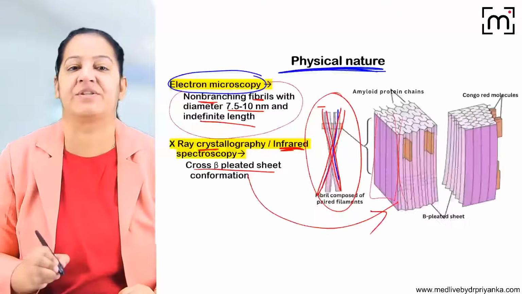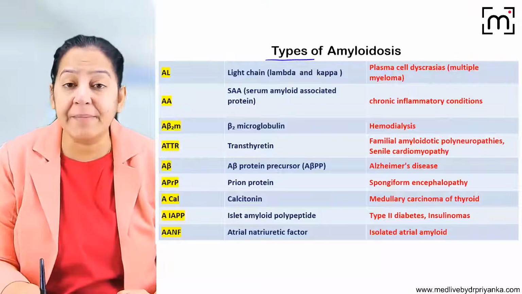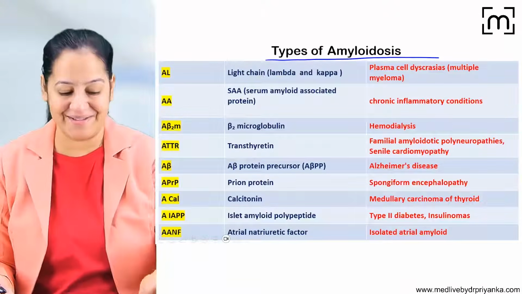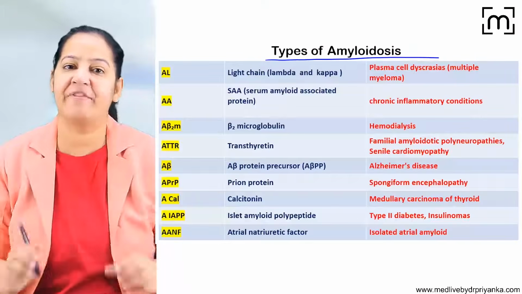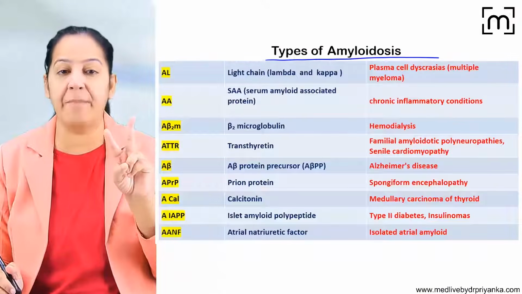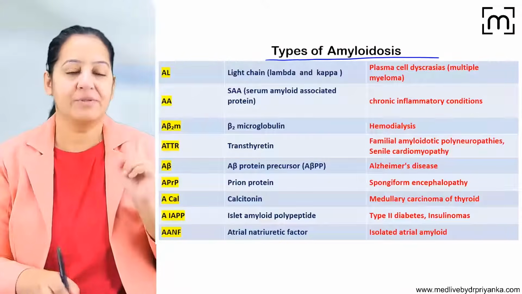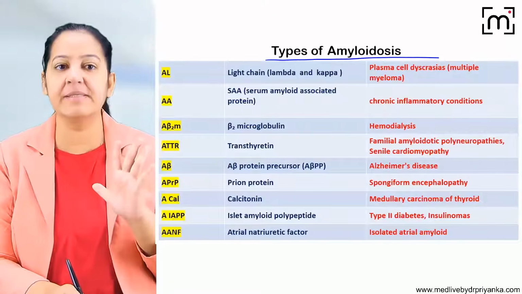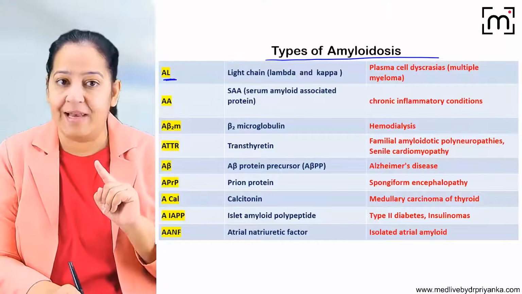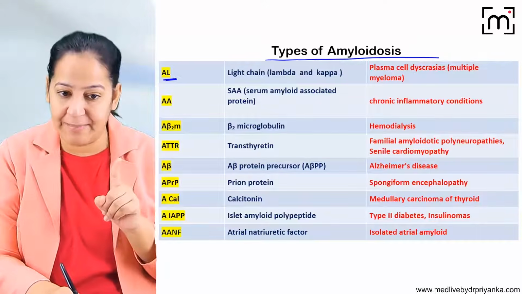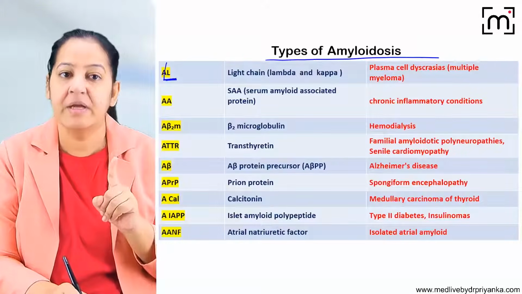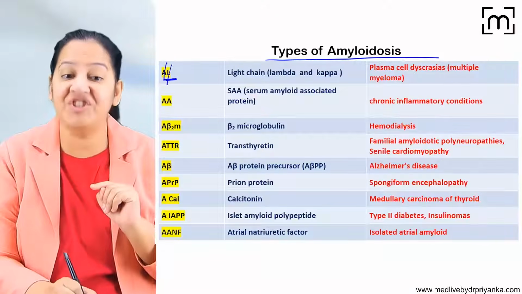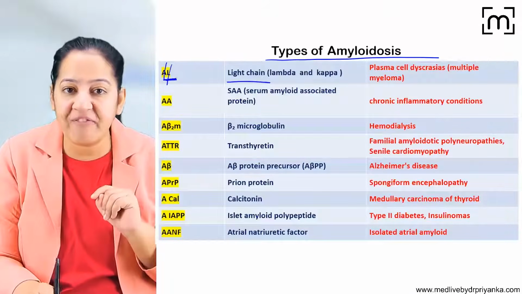Now coming to the next topic, various types of amyloidosis. How many types of amyloidosis are there? There are many types, out of which the first two are ultra important. I will discuss these two in detail. So let's start. The first is AL. What is the full form of AL? A is always amyloid, and L is light chain. So it is made up of light chain.